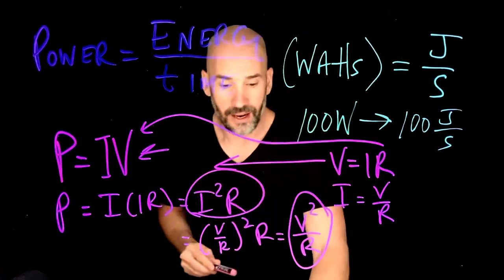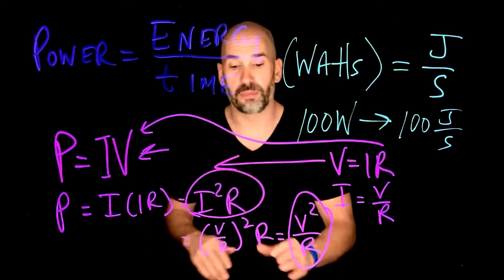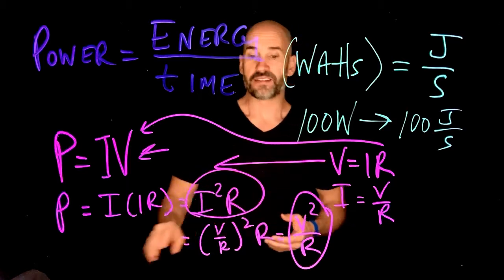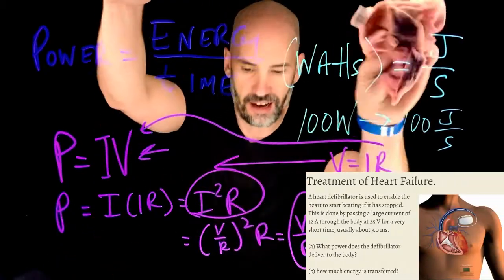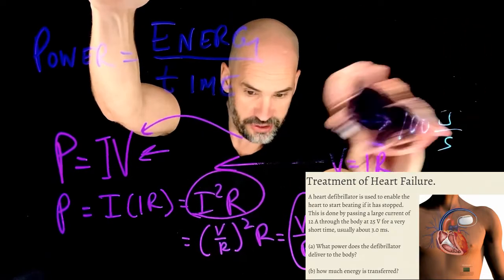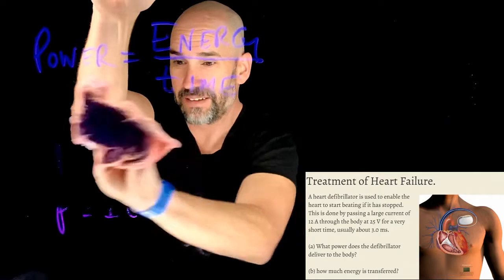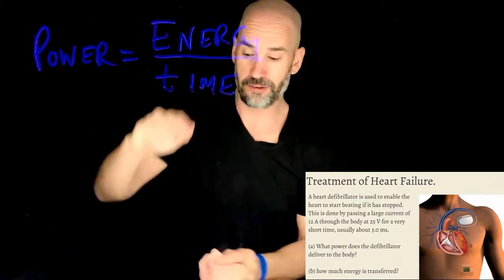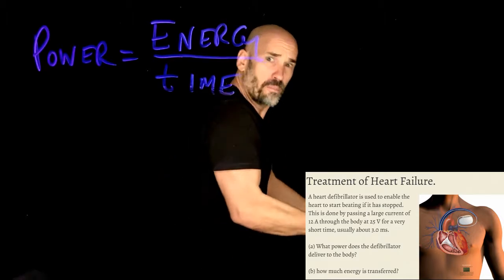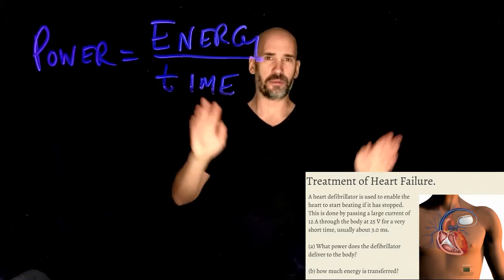All right? So if we want to just apply this to an actual problem, let's take a look at this treatment of heart failure problem. It says that a heart defibrillator is used to enable the heart to start beating if it is stopped. Many of you guys have seen these before. Maybe some of you have actually used them, right? The defibrillator where it's like, clear, right? And then the person's heart stops and they're alive and the Hollywood music starts and everything.